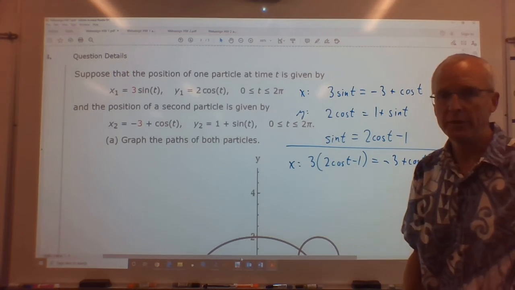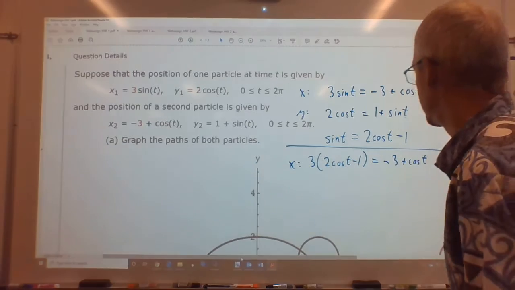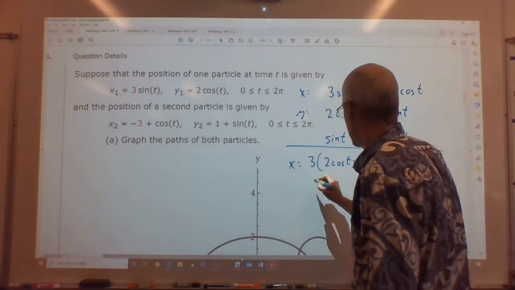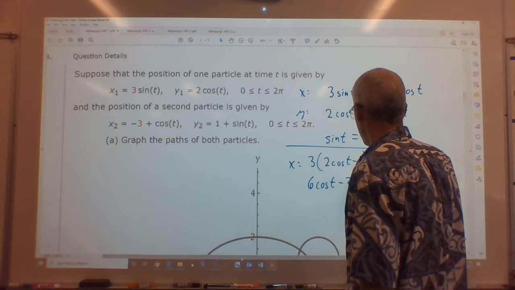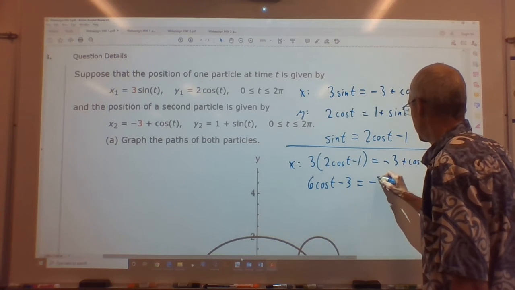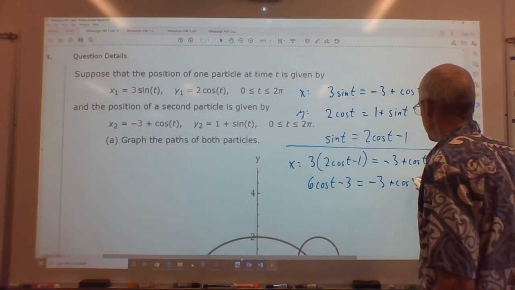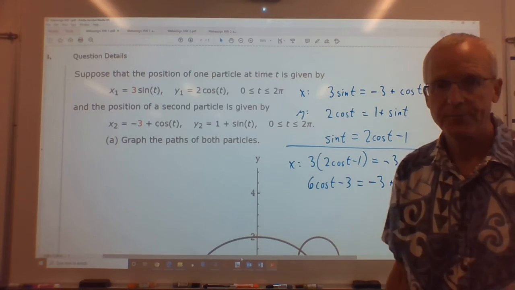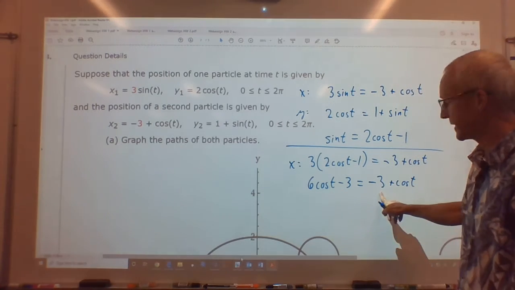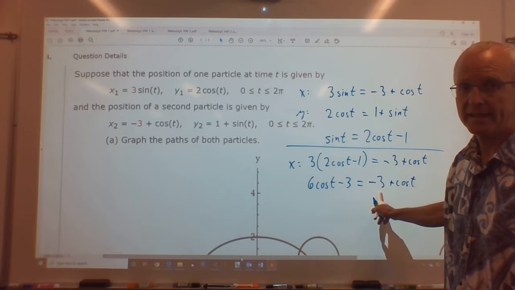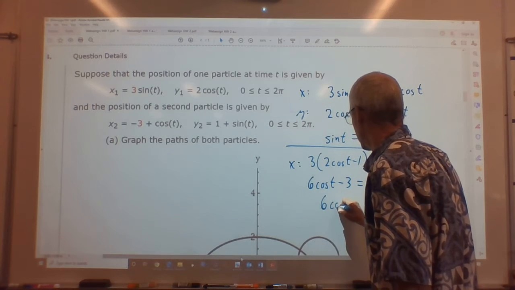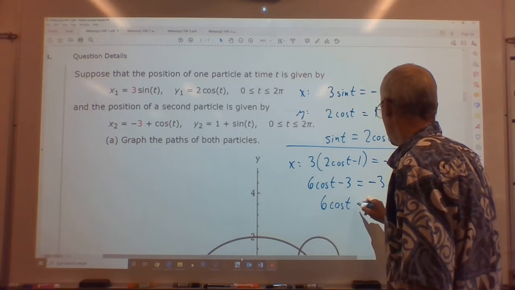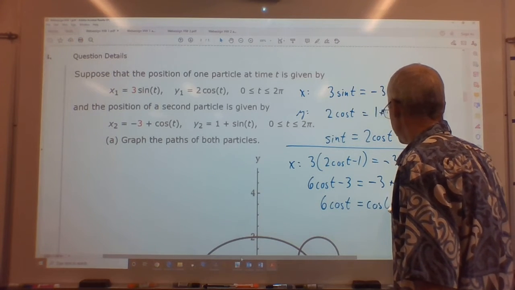Okay, now I only have cosines. That makes my math a lot easier. Let's multiply this out. So I have 6 cosine t minus 3 equals negative 3 plus cosine t. Notice this is awesome. I have a minus 3 and a minus 3. So if I add 3 to both sides, those go away. So what I have is 6 cosine t equals cosine t.